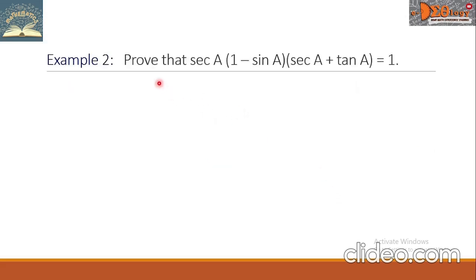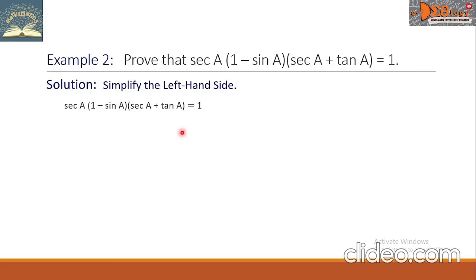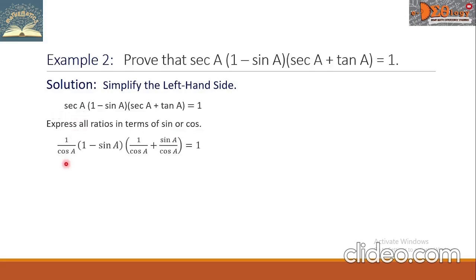Example 2. Prove that secant A times the quantity 1 minus sine A times secant A plus tangent A all equal to 1. Let us copy this problem down here. Now let us simplify the left-hand side. What we're going to do here is we express all ratios in terms of sine or cosine. So this secant A becomes 1 over cosine A.